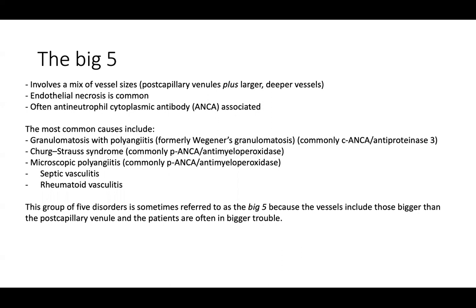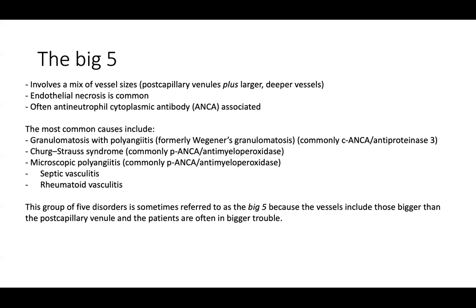And Churg-Strauss, also known as eosinophilic granulomatosis with polyangiitis. And that is commonly due to a P-ANCA directed against myeloperoxidase. So you can get the titers for myeloperoxidase, or MPO for short. And microscopic polyangiitis, commonly P-ANCA as well as anti-MPO. However, with these entities, you can definitely have a mix of either, or it just depends on the clinical scenario.